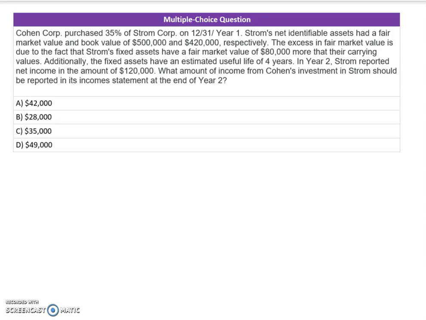This is one of those equity method type questions that kind of gives everybody some trouble. So don't be too discouraged if this one's giving you guys a hard time. First thing we need to note here is Cohen Corp is purchasing 35% of Strom Corp. So that means we're using the equity method.